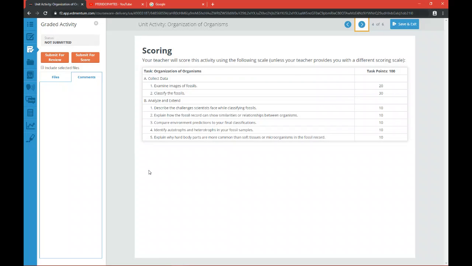Right here is the scoring. Basically, when I'm looking at your activity, I want to see that you're putting in effort, that you're examining the fossils, and classifying the fossils to the best of your ability. You'll describe challenges scientists face while classifying, explain how fossil records can show similarities or relationships between organisms, compare environment predictions in your final classification, identify autotrophs and heterotrophs in your fossil examples, and explain how hard bodies are more common than soft tissues or microorganisms in fossil records. All these will be covered in different questions.